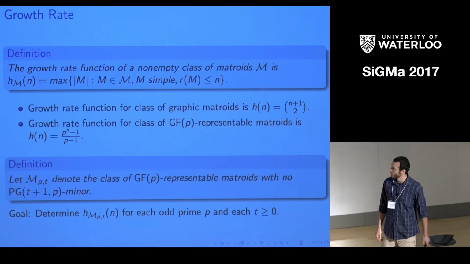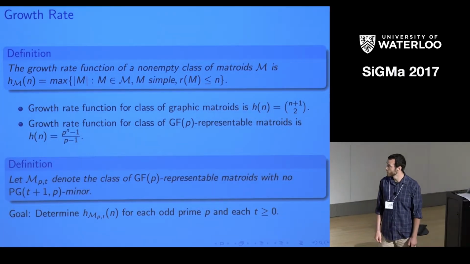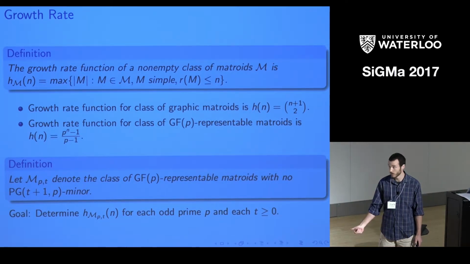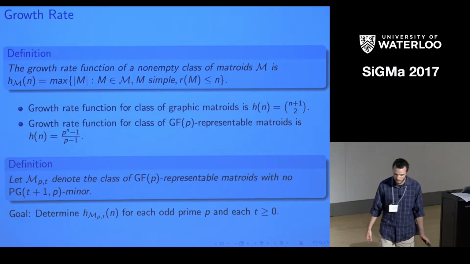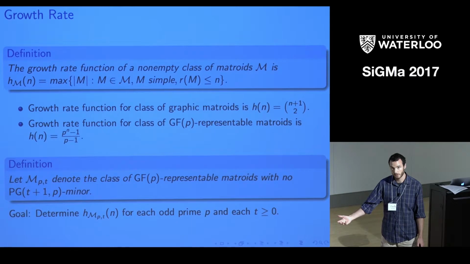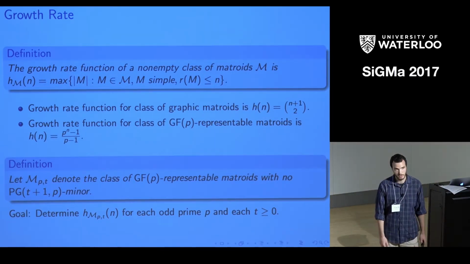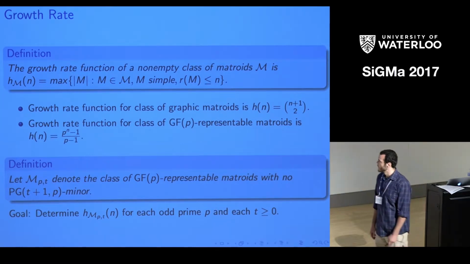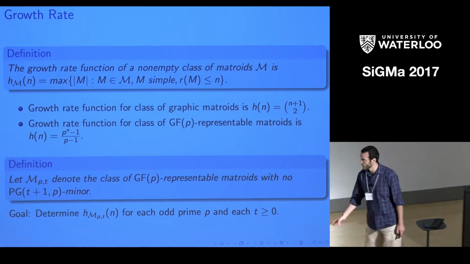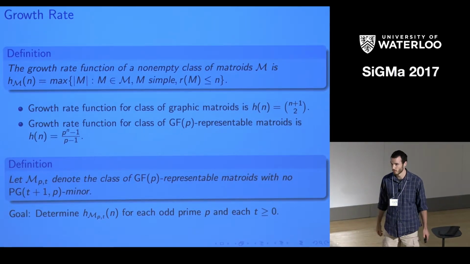Okay, so we will let M_{p,t} denote the class of GF(p) representable matroids with no PG(t+1, p) minor. And now our concrete goal is to determine the growth rate function for this class for each odd prime p and each non-negative integer t. And the results of this talk hold for binary matroids as well, but the construction is different, so I won't discuss that.